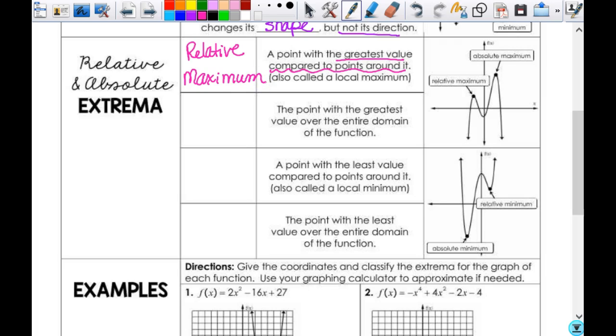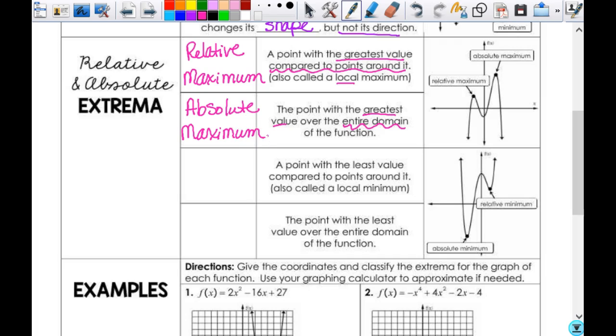All right, so it's relative to that interval that you're given. So for instance, in this graph right here, if we are looking at the interval that maybe goes from like -10 to 0, then on this interval, just looking at this section of the graph, this would be my relative maximum, okay? It can also be called a local maximum. But then the point with the greatest value over the entire domain, that's called the absolute maximum.